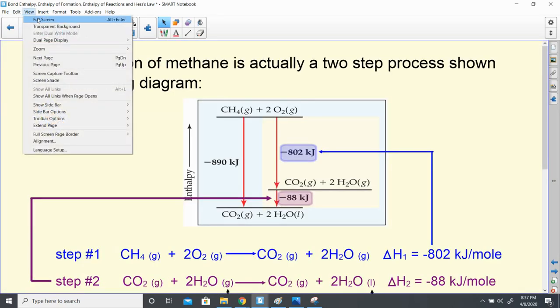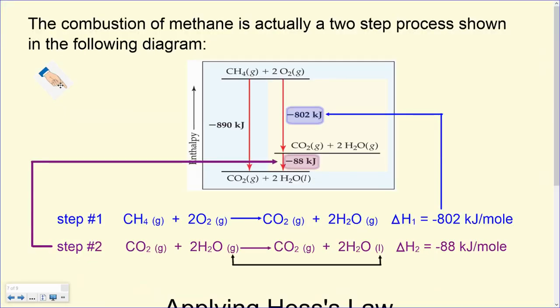So we look at the screen and look at the reaction. The combustion of methane is actually a two-step process. In the first process, the methane combines with oxygen and forms carbon dioxide and water in the gaseous state. That's step one, and it has an enthalpy of reaction equal to negative 802 kilojoules. So step one in the reaction, methane combines with oxygen, forms CO2 and gaseous water, and has an enthalpy of reaction of negative 802.